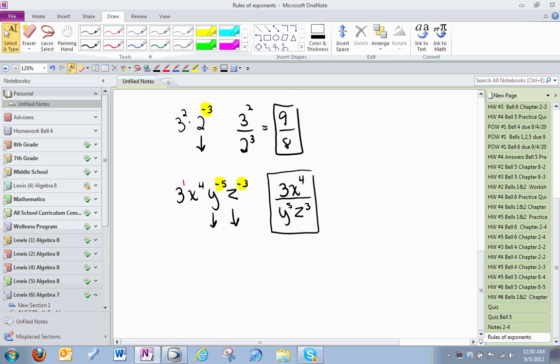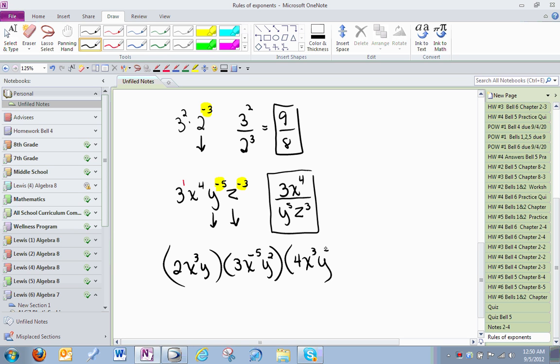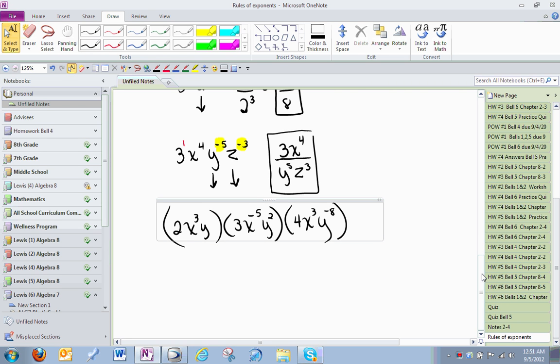Okay, let's do something where we have to multiply. Suppose you have 2x to the third y times 3x to the negative fifth y squared times 4x to the third y to the negative eighth. If we were going to multiply all these, we're going to group things that are alike. I can see I have 2, 3, and 4 are like coefficients. They go in front. So I'm going to multiply 2 times 3 times 4. Multiplication is commutative. That means I can change it around as long as we're multiplying.